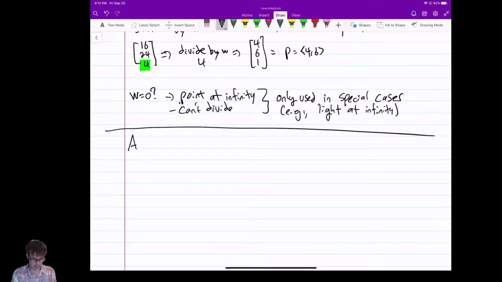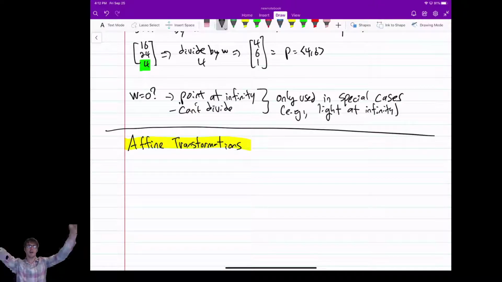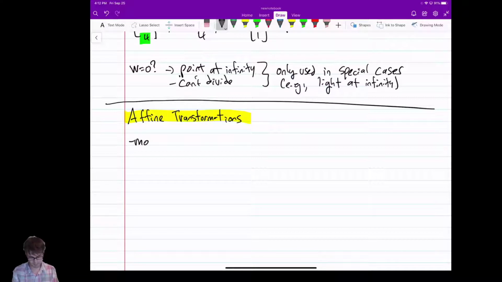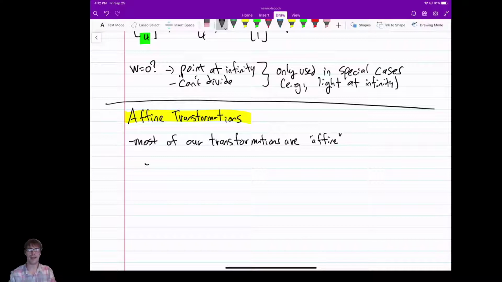So I want to explain the transformations you're going to be doing. They're all called affine transformations. Not asinine, although it might feel like it from time to time. So affine transformations have a couple of nice properties, and we try to stick to them as much as we can. Most of our transformations are affine. Okay, so here are the properties of an affine transformation.